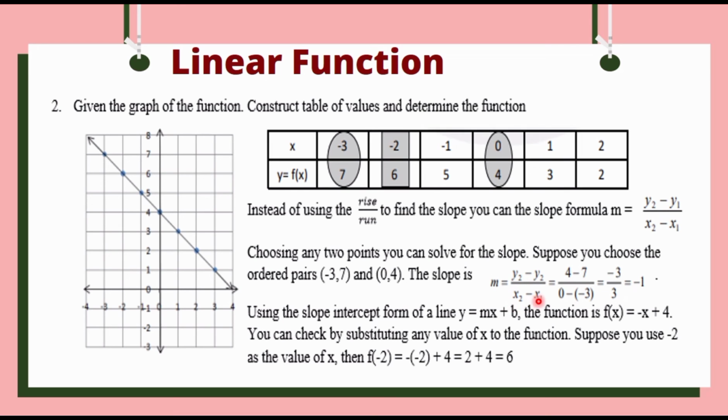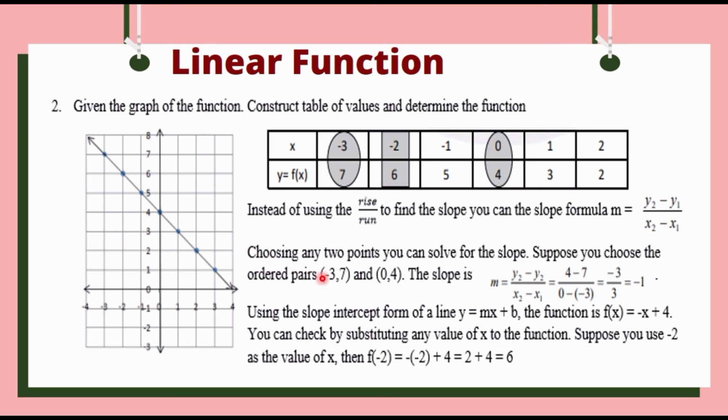So, isa-substitute natin. We have 4, our y sub 2, yan. Our y sub 1, 7, kaya ito yun. Our x sub 2, 0. Our x sub 1, negative 3, kaya 0 minus negative 3. 4 minus 7, we have negative 3, then 0 plus 3, we have 3. Negative 3 divided by 3, the answer is negative 1. So, ganun din naman. Pwede rin naman kayo gumamit ng rise over run.